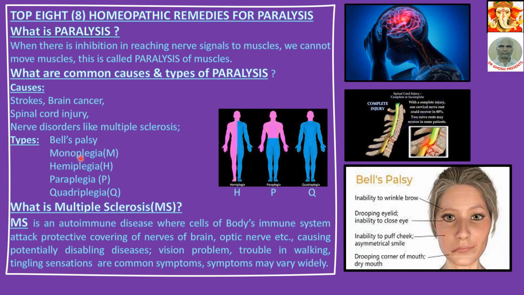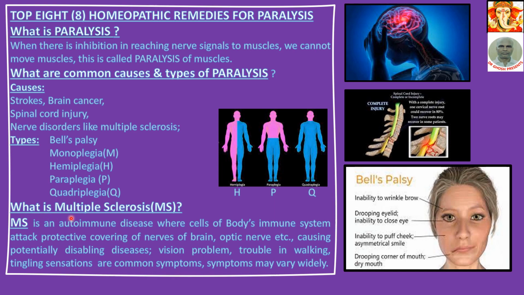Other types: monoplegia. Monoplegia means paralysis of a single part, say right hand or left hand or right leg or left leg. Hemiplegia means one half, right half or left half, is affected due to paralysis. Paraplegia, lower half, both sides lower half. Quadriplegia, whole body except head is affected. These are various types of paralysis.